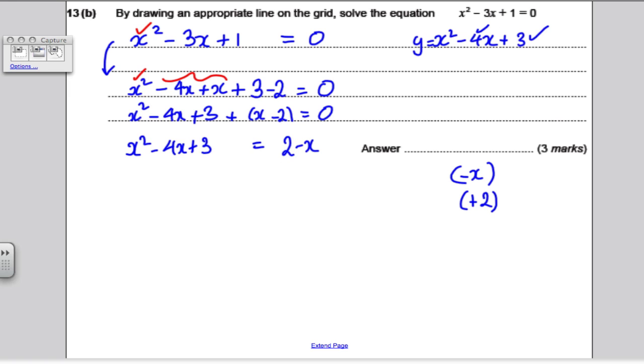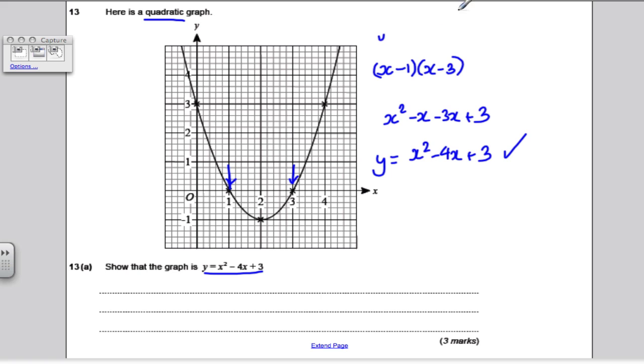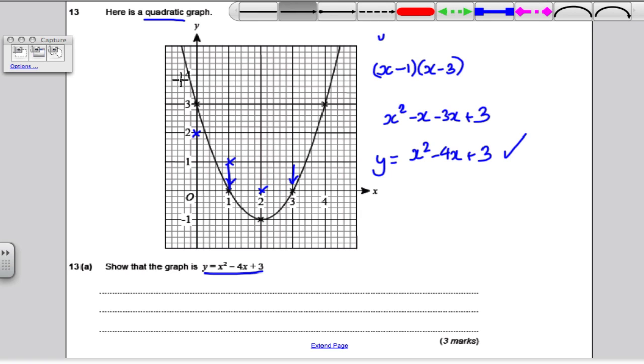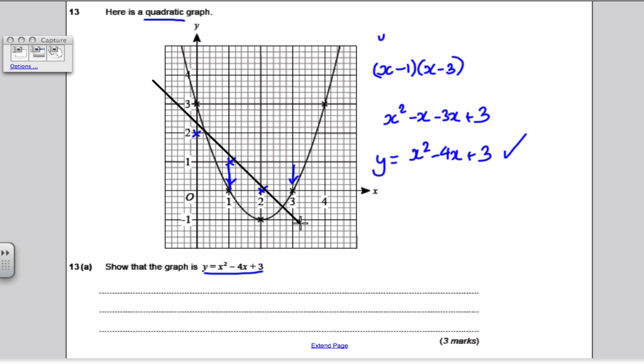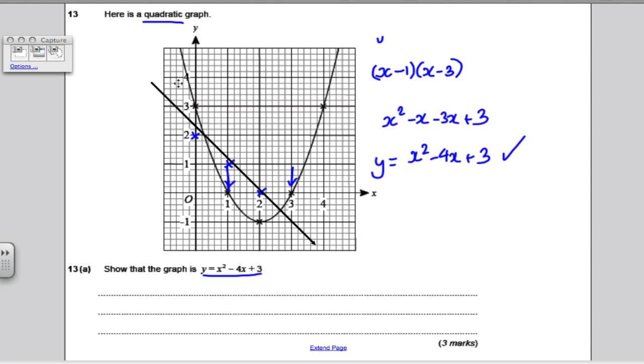So going back, let's draw the graph of y equals 2 minus x. That is a gradient of minus 1 and a y-intercept of 2. So let's go back here. A y-intercept of 2 crosses here. As you go across 1, you go down 1. You go across 1, you go down 1, etc. Okay, so if I drew that in, it would look something like that. The line y equals 2 minus x.